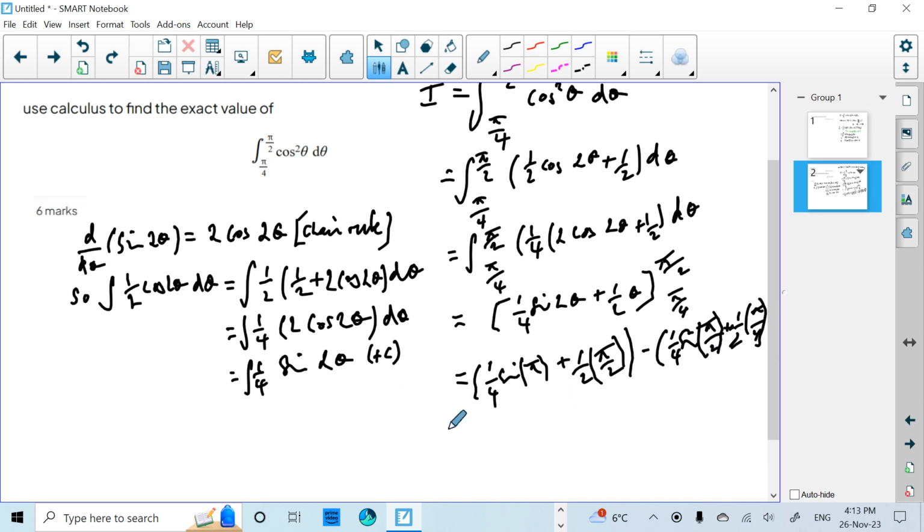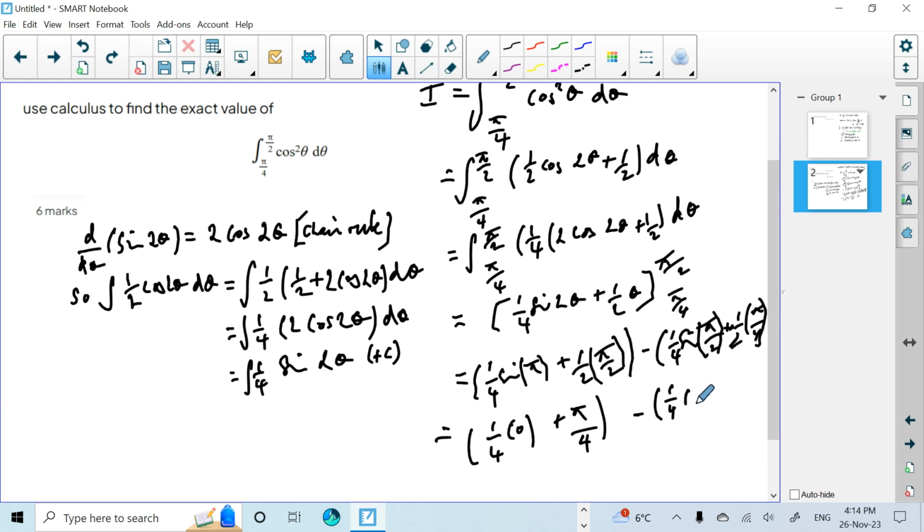And what does that give us? Well, that gives us 1/4 times 0, because the sine of pi is 0, so 1/4 multiplied by 0, plus pi over 4, and that's the first bracket. Then minus 1/4 times 1, because the sine of pi over 2 is 1, plus pi over 8. A half times pi over 4 is pi over 8.